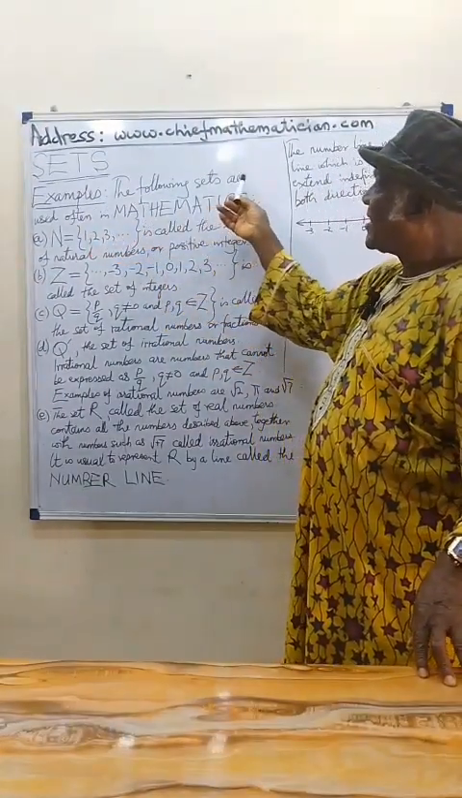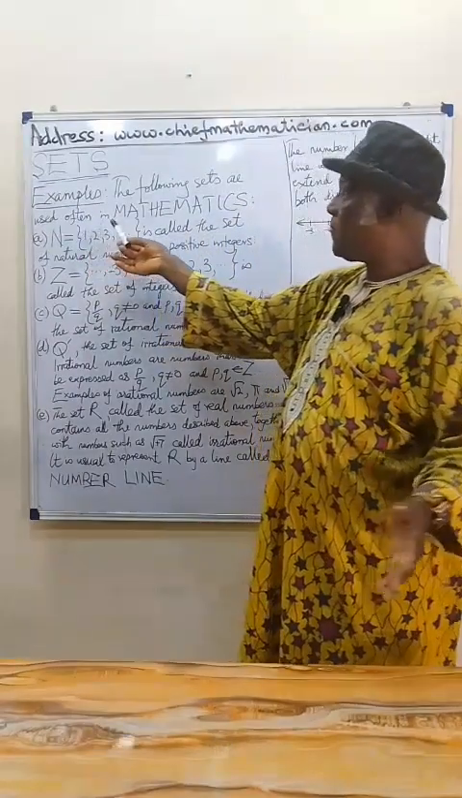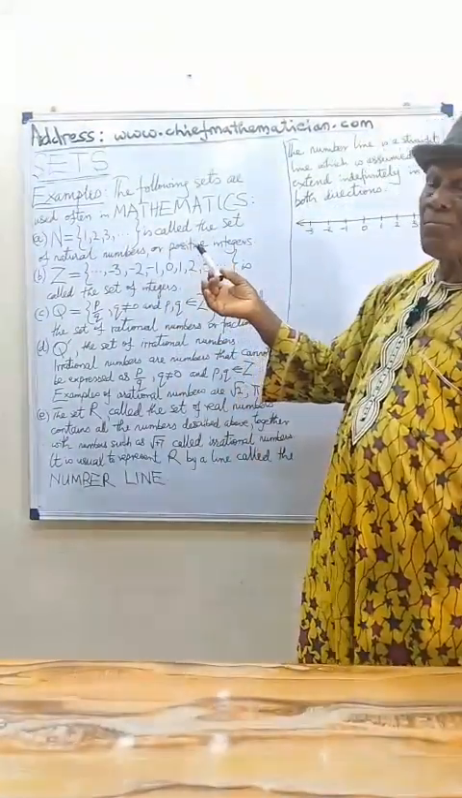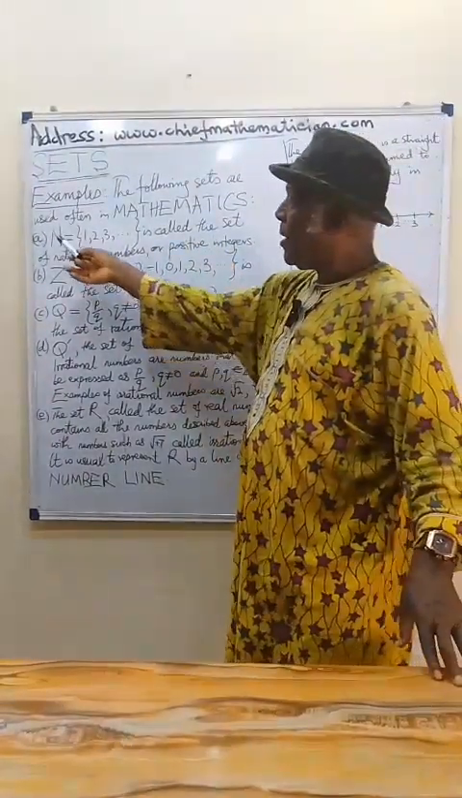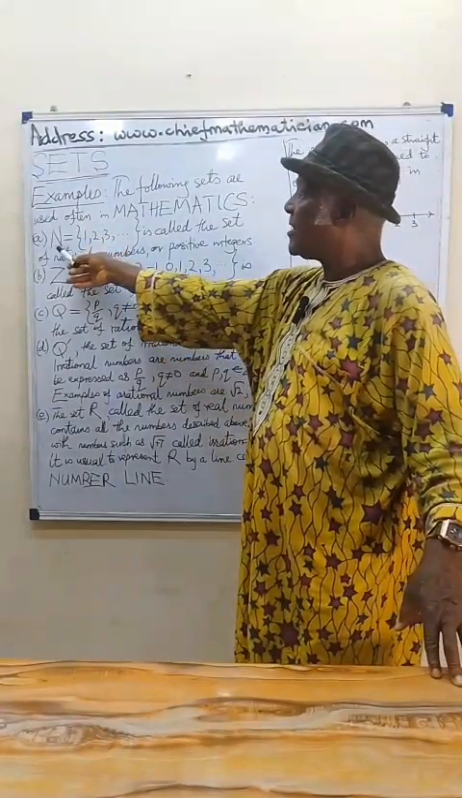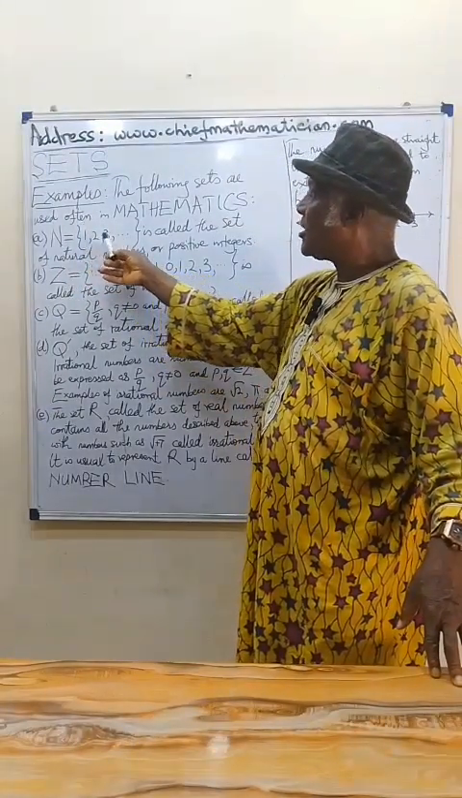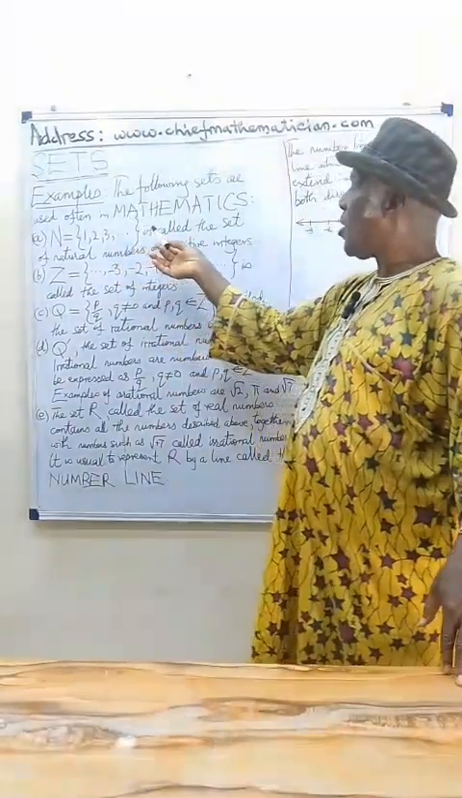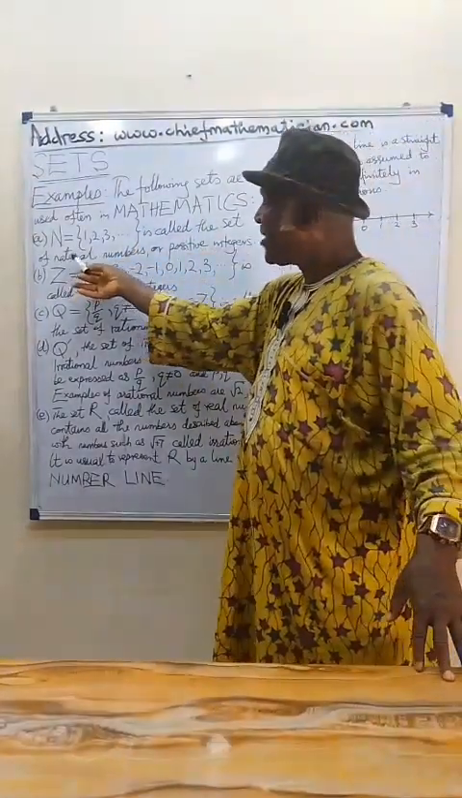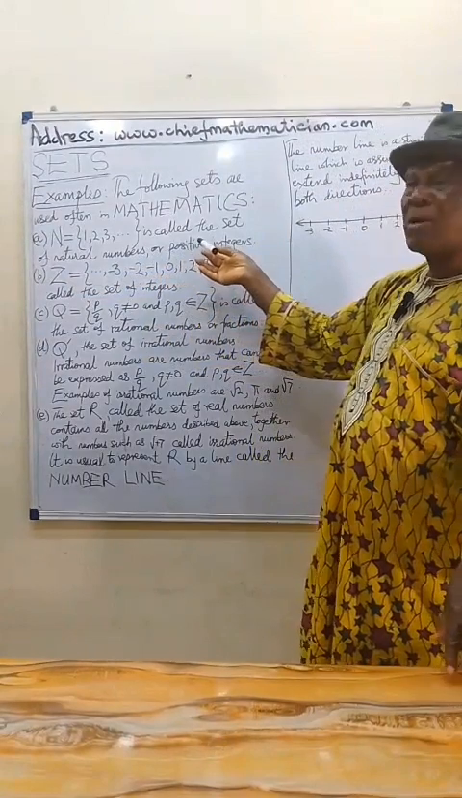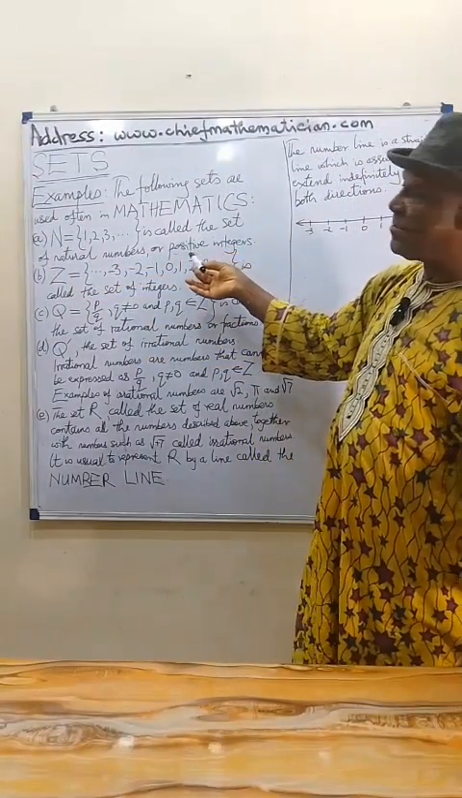The following sets are used often in mathematics. The set N equal to 1, 2, 3, and so on and so forth is called the set of natural numbers or positive integers.